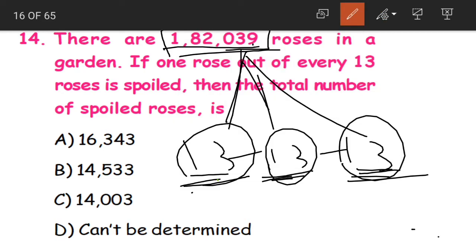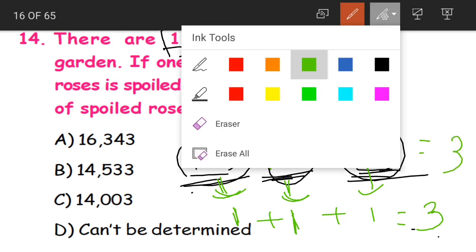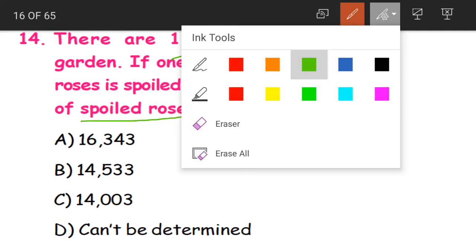From each 13 roses, 1 rose is spoiled. So from the first group 1 rose, from the second group 1 rose, and from the third group 1 rose will be spoiled. Now what will be the total number of spoiled roses? 1 plus 1 plus 1, that is equal to 3. Now what is this 3? This 3 is also equal to the number of groups. Yes, so the number of groups we can divide these roses into determines the total number of spoiled roses.